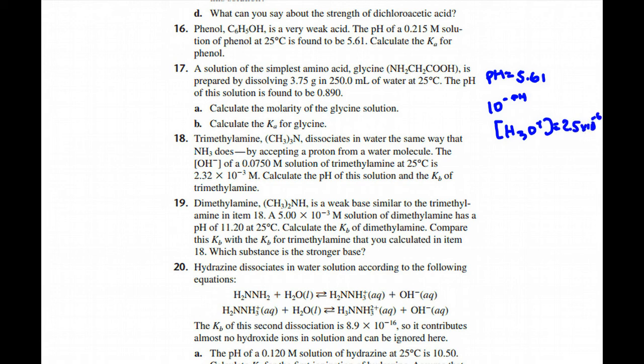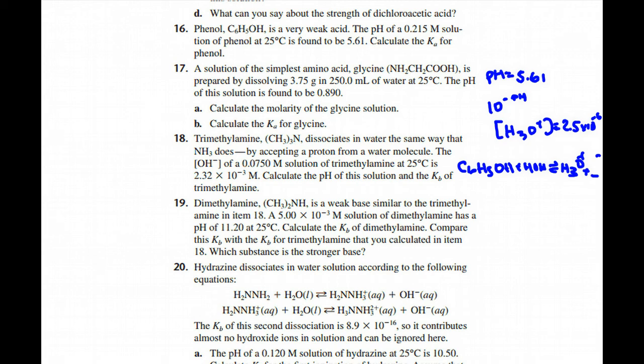So we have our hydronium concentration, and now we're trying to figure out Ka. So we can write this out a certain way. We can do the same thing. Phenol plus HOH gives you H3O plus, and then the anion, which would be just C6H5O minus. There's no space here, so I'll just leave it blank.